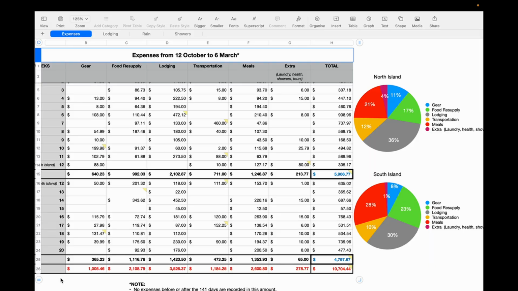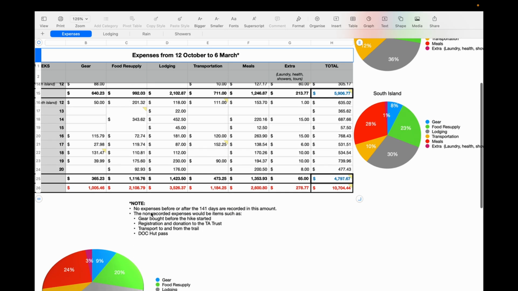Okay, so let's have a look at these charts. This first page here is the expenses from what I spent from October 12th, the day I started, to the 6th of March, the day I finished. Now, there's a little note here: no expenses before or after the 141 days recorded in this amount.